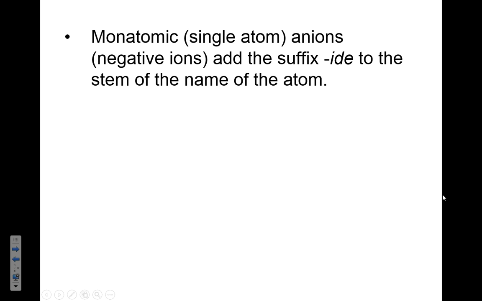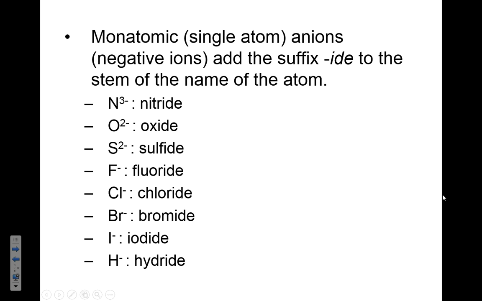So if we've got a monatomic anion, we take the old name and change its suffix to "ide." When you look at these, which are all on the test: nitride, oxide, sulfide, fluoride, chloride, bromide, iodide, hydride, all of these are negative. Notice they're all anions, and notice what we've really done is taken the old element name and changed it to "ide." So when you see that "ide" ending, the first thing you should think of is whether it's one of the monatomic negatives.